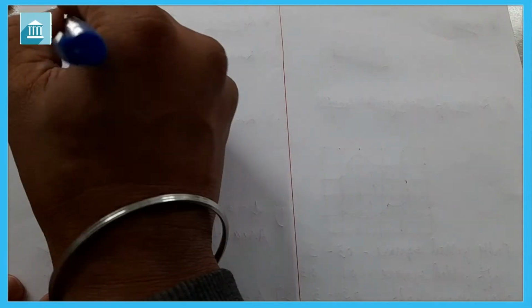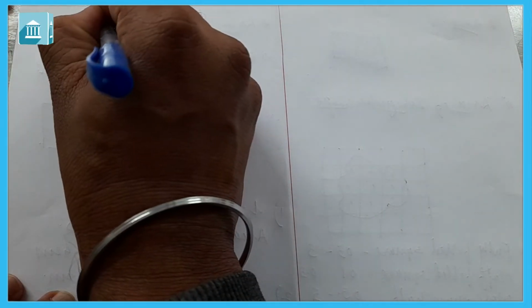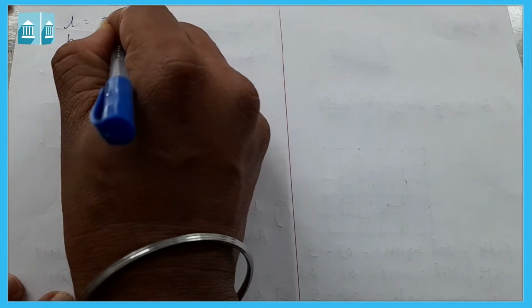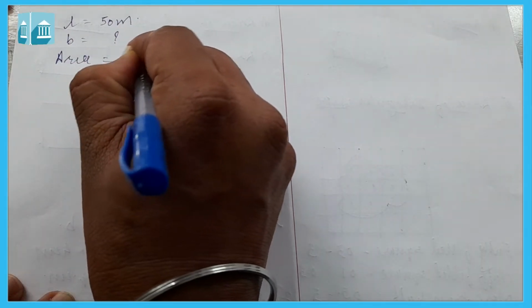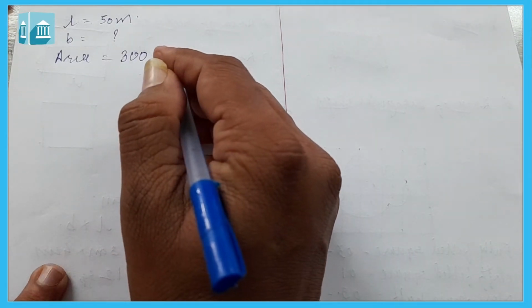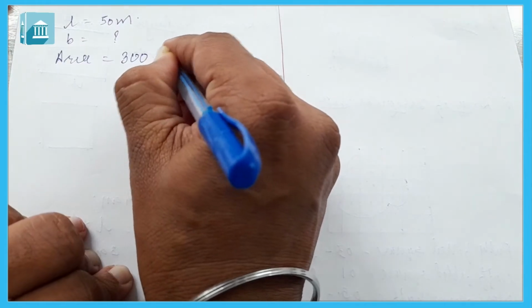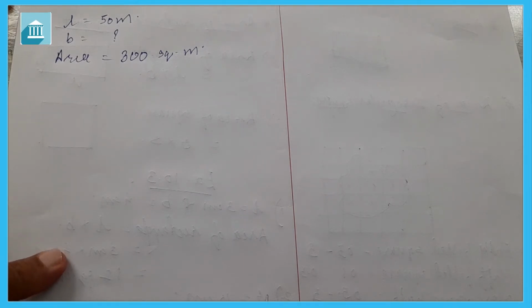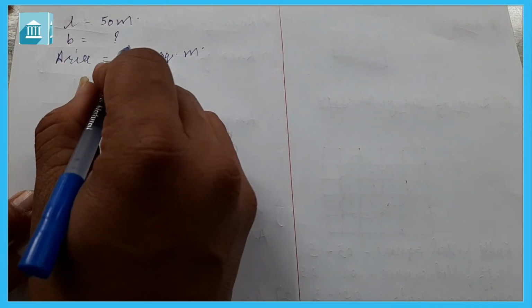Question number 4 is, the area of a rectangular garden 50 meter long is 300 square meter. Here length is given, L is equal to 50 meter, B is not given, and area is given as 300 square meter. We have to find the width of the garden, that means the breadth of the garden.